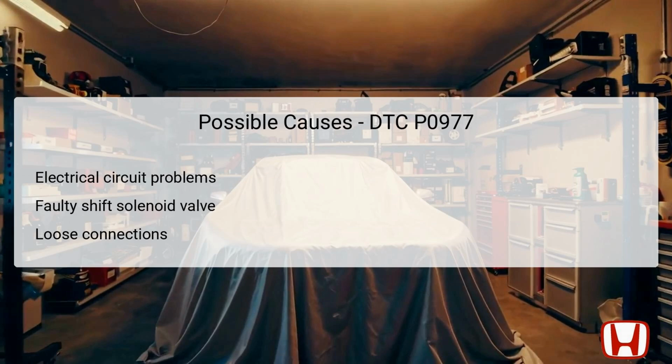Additionally, a faulty shift solenoid valve itself can contribute to this error code, effectively rendering the transmission's ability to shift properly. Another common issue could stem from loose or corroded connections between the solenoid and the PCM. It's essential to inspect and closely examine these electrical components to pinpoint the exact cause of the error.